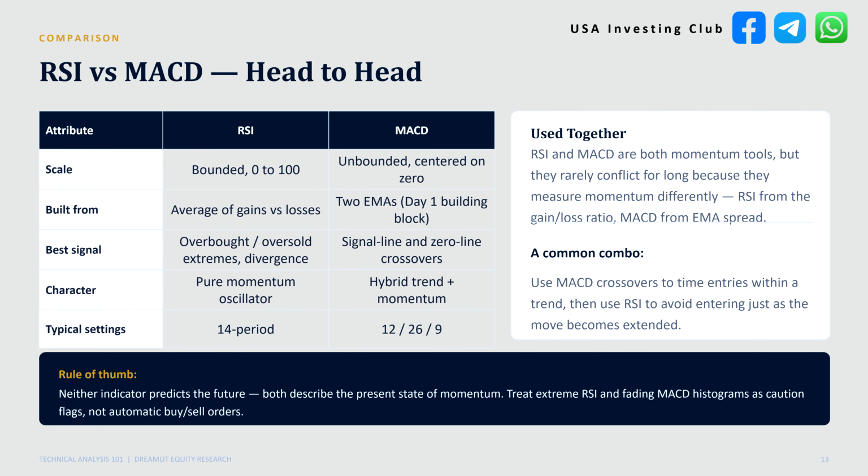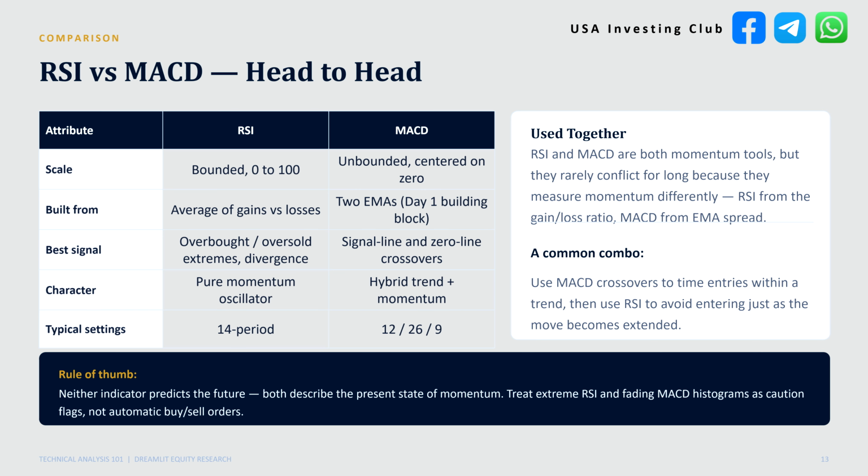On character, RSI is a pure momentum oscillator. MACD is a hybrid of trend and momentum. And on typical settings, RSI conventionally uses a 14-period look back, while MACD uses 12, 26, and 9. Here's the important synthesis. RSI and MACD are both momentum tools, but they rarely conflict for long, precisely because they measure momentum through entirely different mechanics. One from a gain-loss ratio, the other from EMA spread.